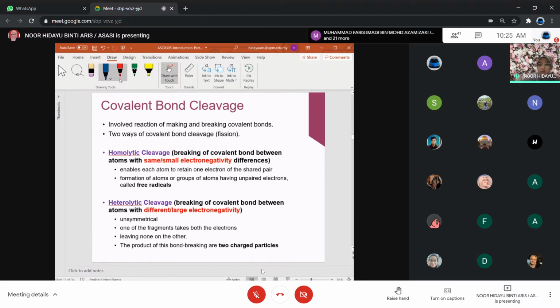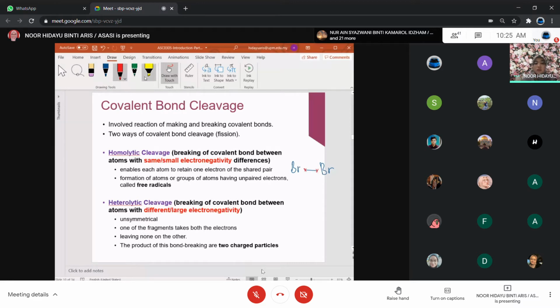We have a connection between bromine and bromine. Okay, kat sini ada bond lah. So bond ni dia share. Orang satu. Okay, maksimum satu bond ada berapa elektron? Dua. Dua elektron. Okay, sini satu, sini satu.